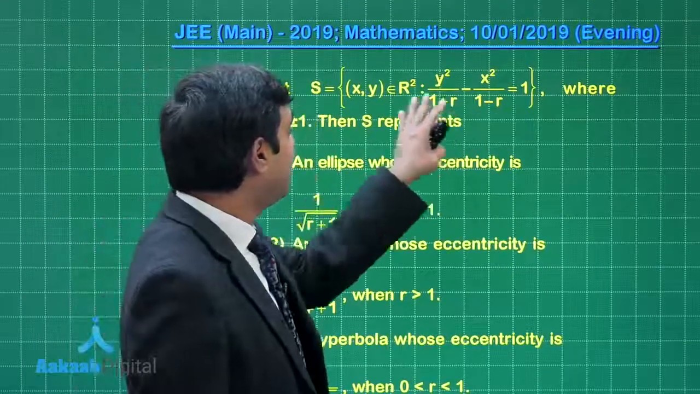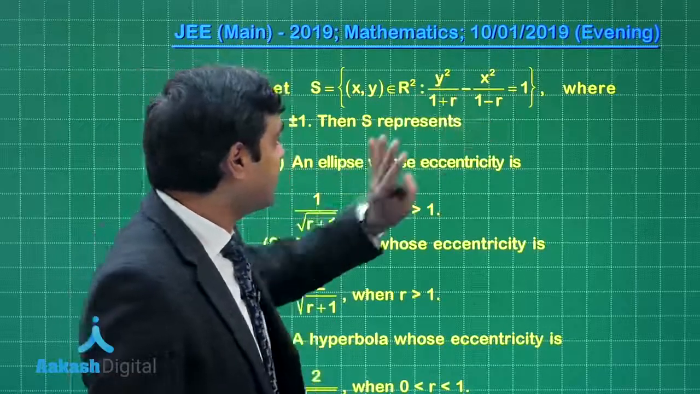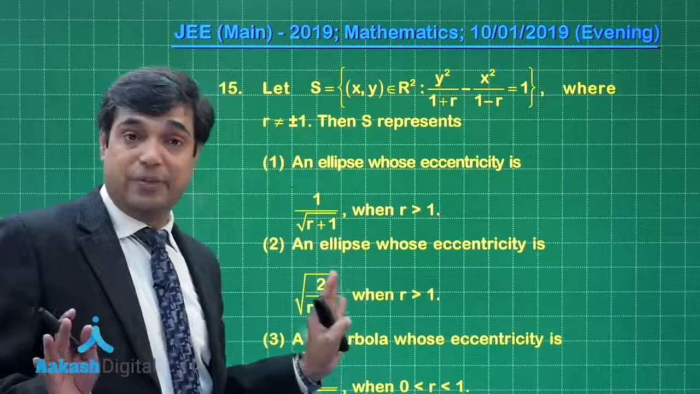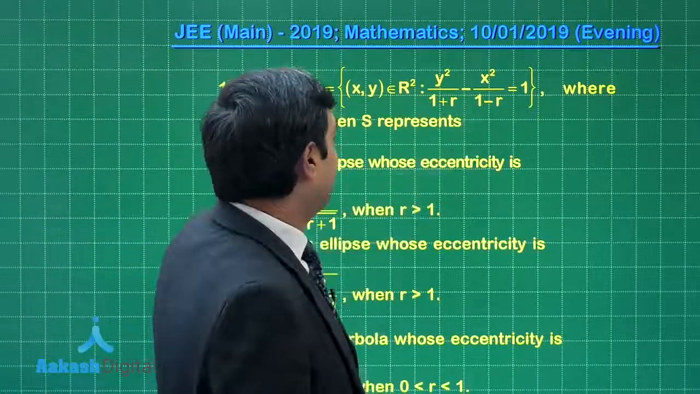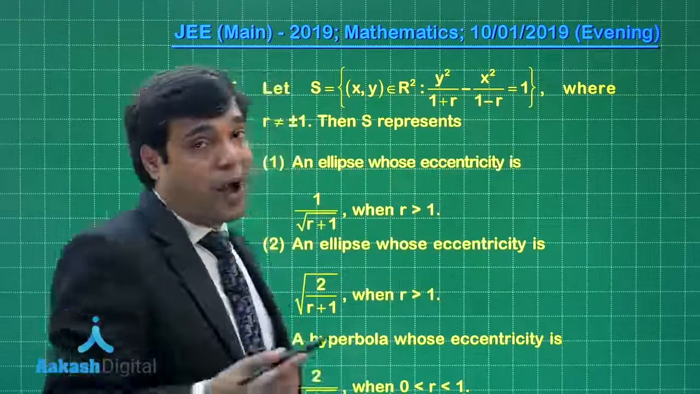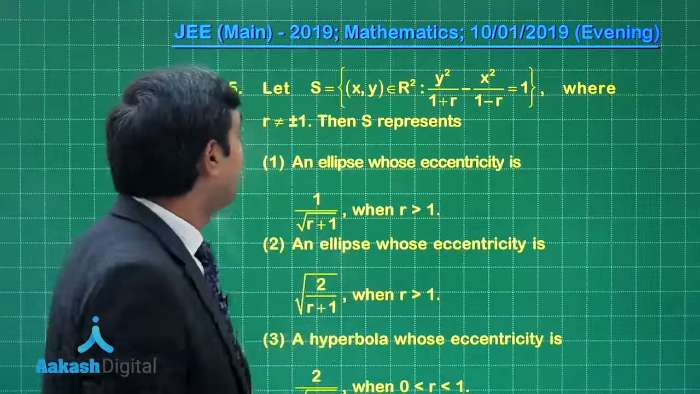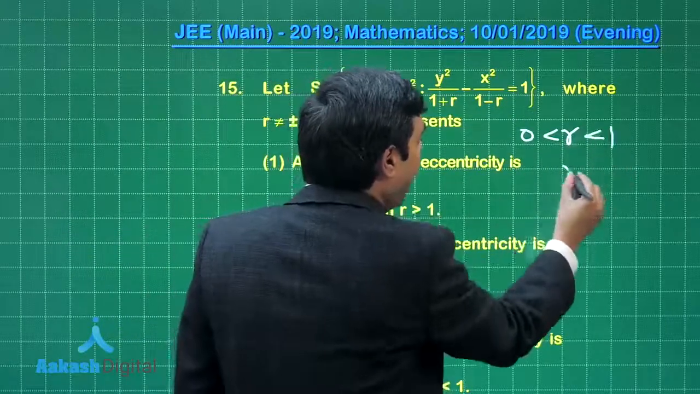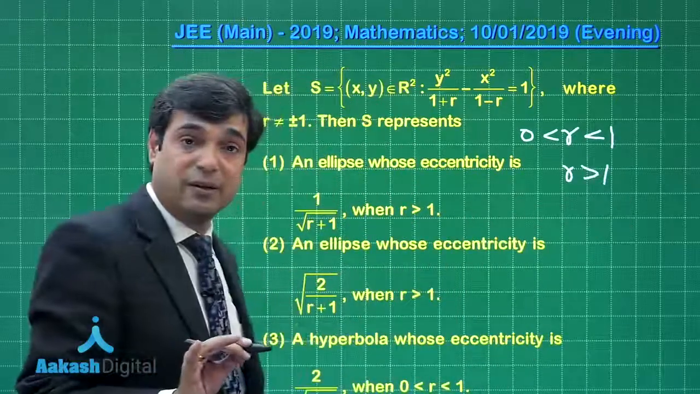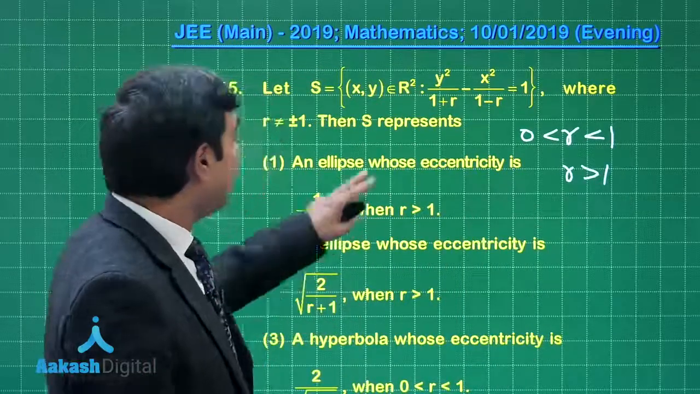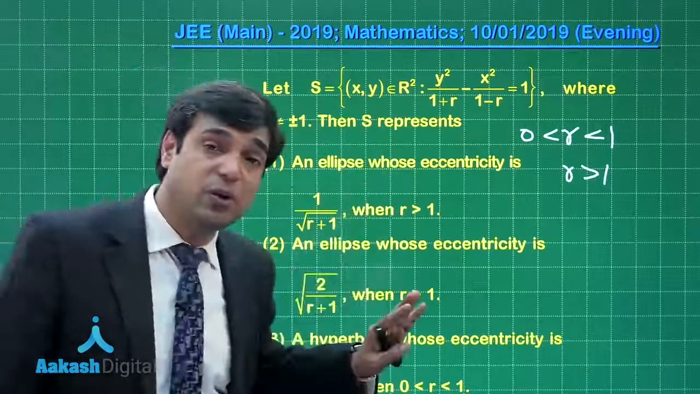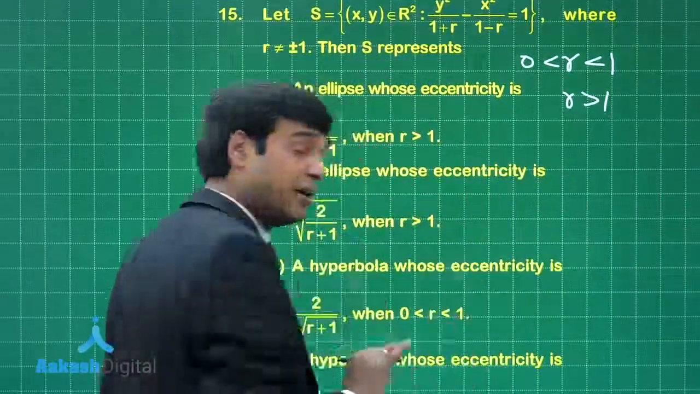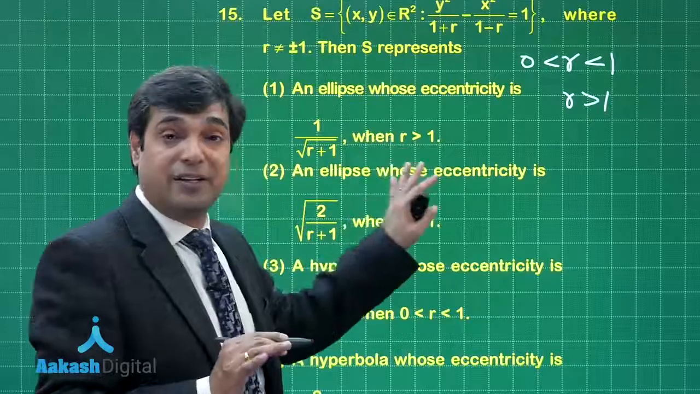Let S be the set of (x, y) such that it is satisfied. The question is asking what this actually is, a hyperbola or an ellipse. Now there are two possibilities: either 1 is greater than r or r is greater than 1, where r is a positive number. So here you need to say either r is between 0 and 1 or r is greater than 1. You have to take the cases. When r is greater than 1, it will become an ellipse. When r is between 0 and 1, it will become a hyperbola. Options are also accordingly correct. You have to check with both whether r is greater than 1 or fractional.